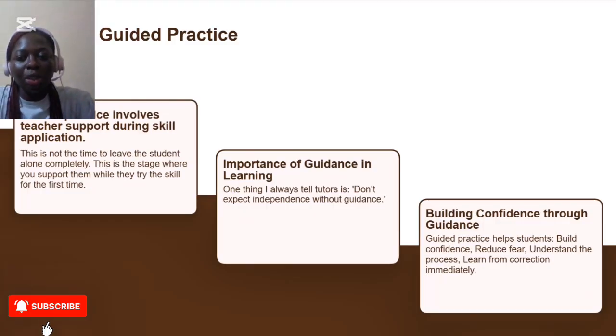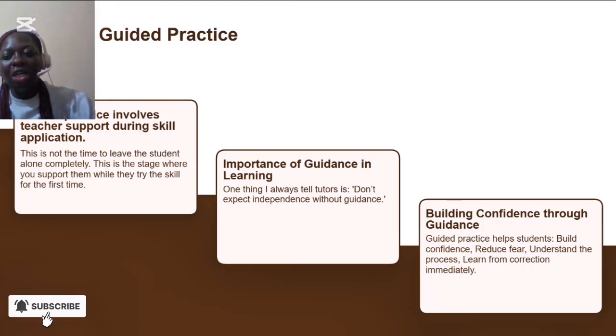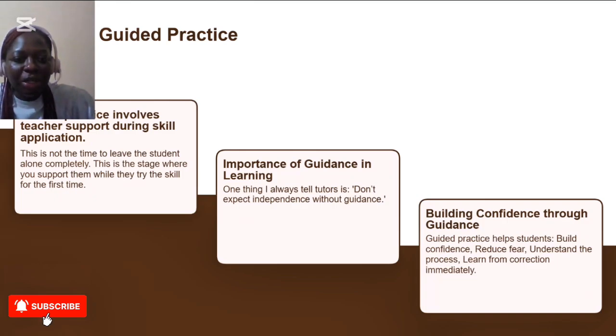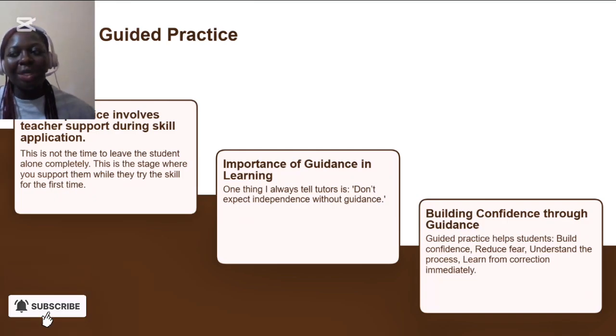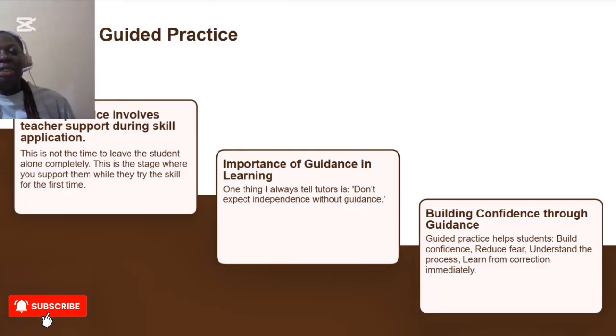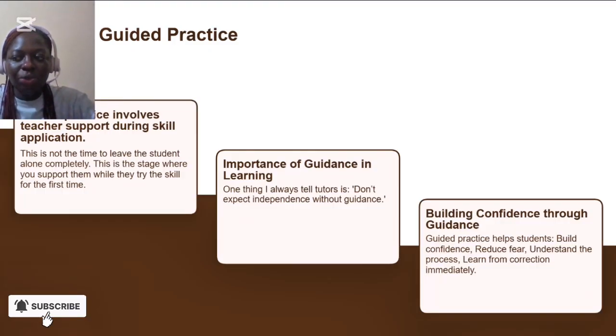Guided practice helps students to build confidence, reduce their fear, understand the process, and learn the correction immediately. So when they're doing guided practice, if they do something wrong, you are correcting them at once. Because you are solving the questions together. It is a stage where you give them support. And this is where the real teaching happens in guided practice.